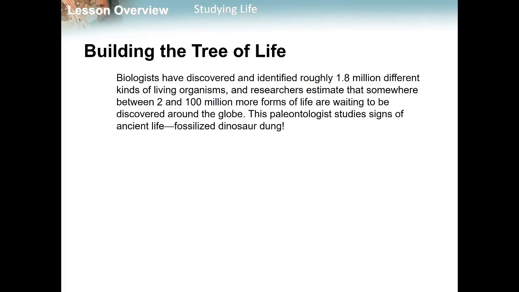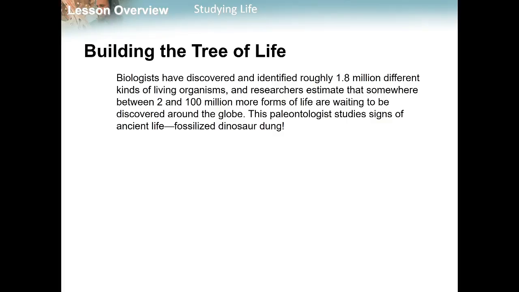Building the tree of life. Biologists have discovered and identified roughly about 1.8 million different kinds of living organisms. We estimate that there's about 2 to 100 million more life forms that we have not discovered yet around the globe. And again, what's limiting us is the technology.